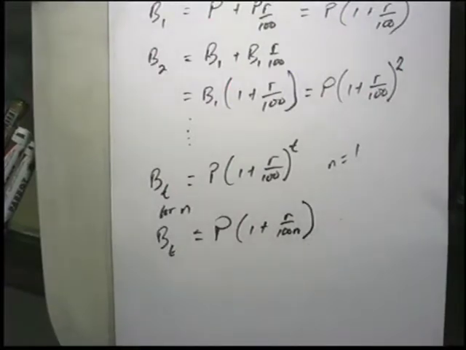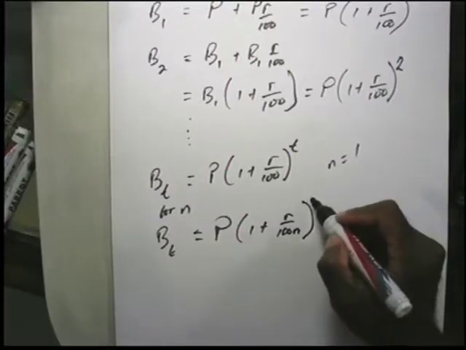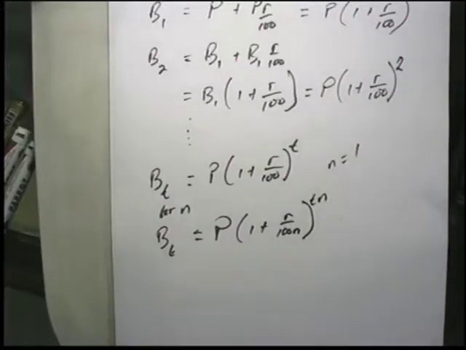But then you will have to do this not only T times, but T multiplied by N, which means the total number of compoundings in a year, which is N, multiplied by the number of years, giving you TN. So in the end, the balance at the end of T years is given by that formula, where remember your R is given as a percentage. That's the reason for having the 100 there.